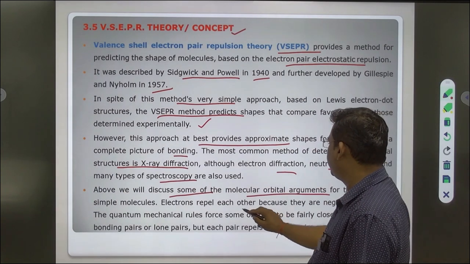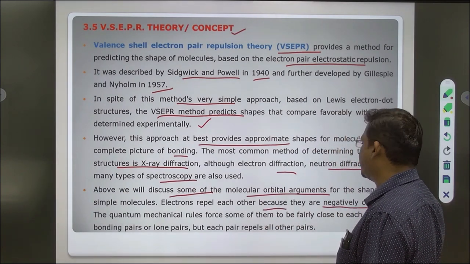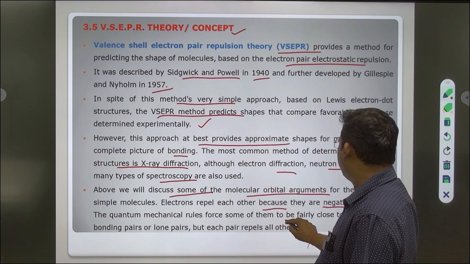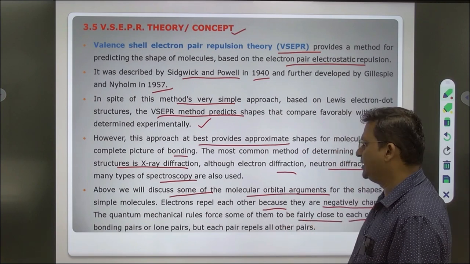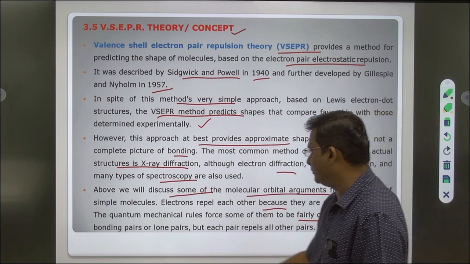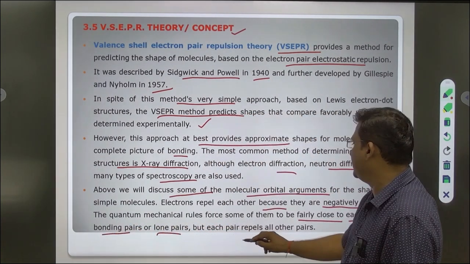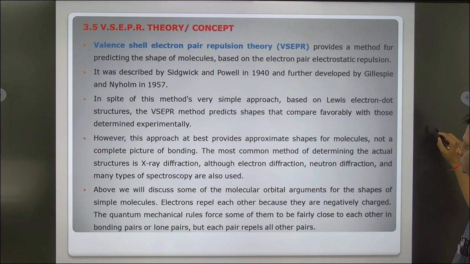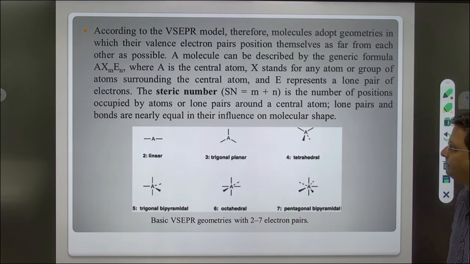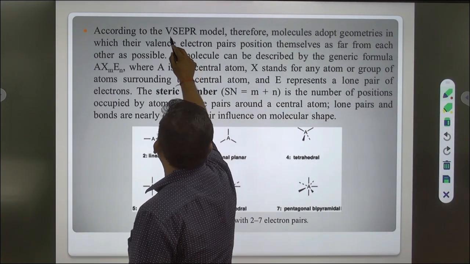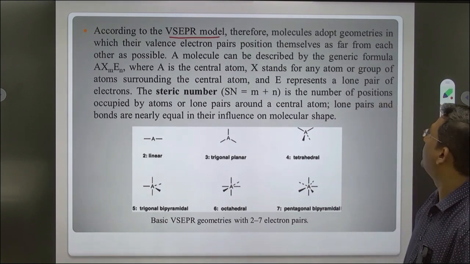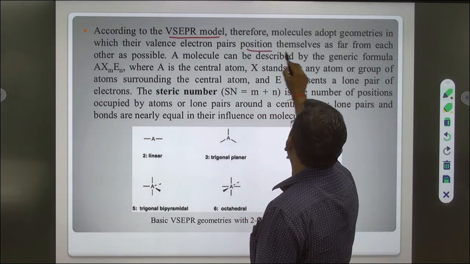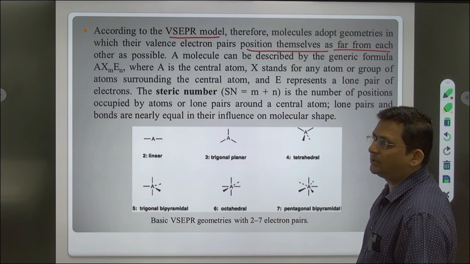Electrons repel each other because they are negatively charged. The quantum mechanical rule forces some of them to be fairly close to each other. There are bonding pairs and lone pairs, but each pair repels all other pairs. According to the VSEPR model, therefore, molecules adopt a geometry in which their valence electron pairs position themselves as far from each other as possible.